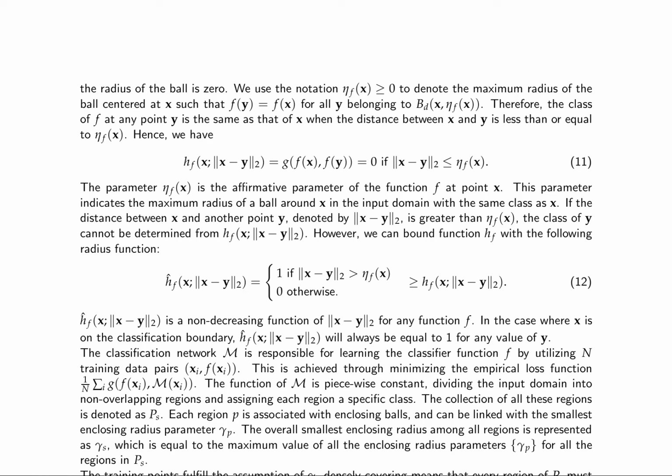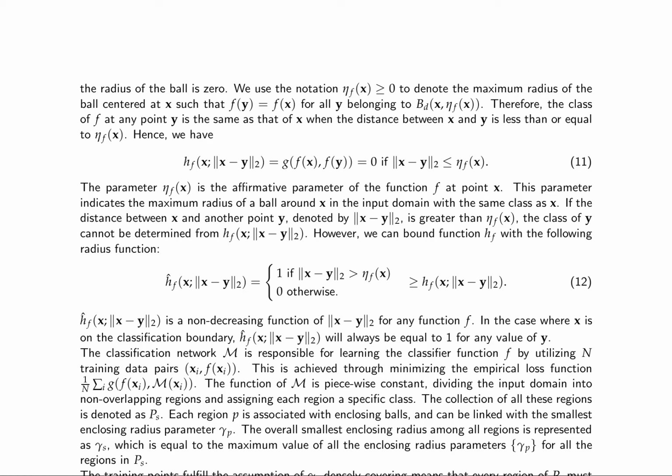The paper discusses the concept of a one-hot classification network, which is a neural network that divides the input domain into non-overlapping regions, each with a specific class. The classifier function f and the network M are both piecewise constant, meaning they assign each region a distinct class.